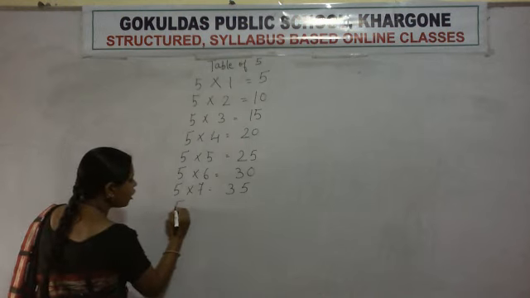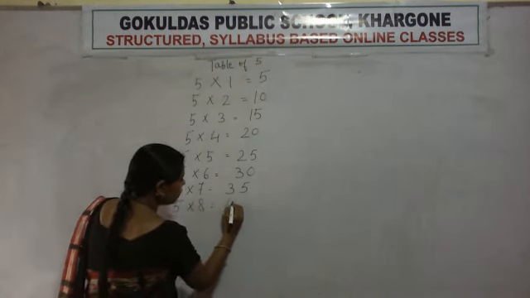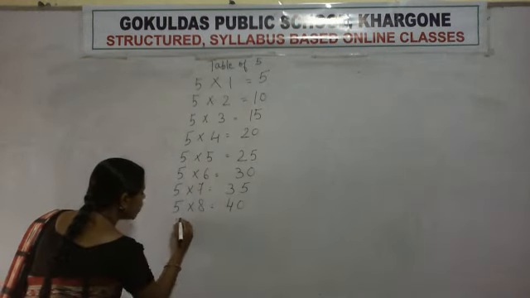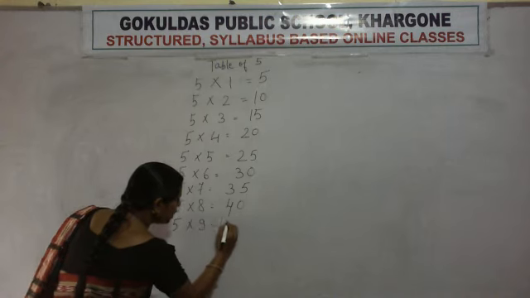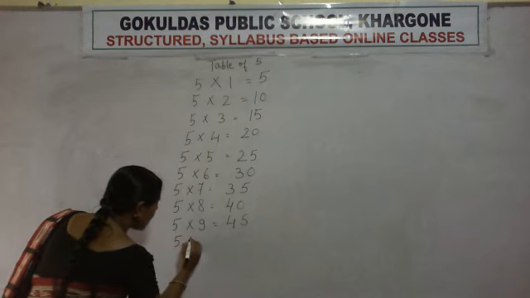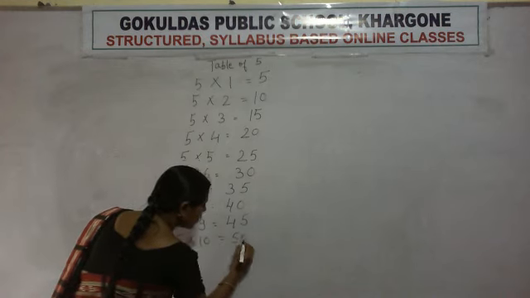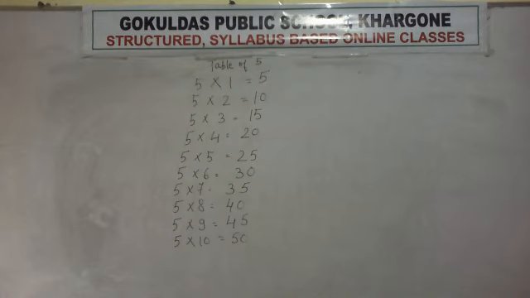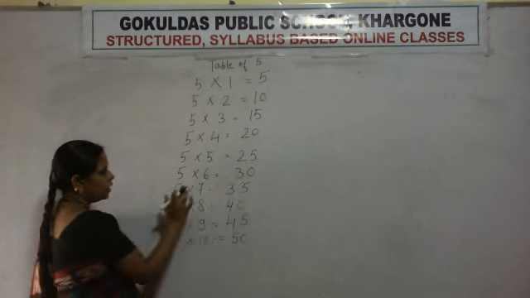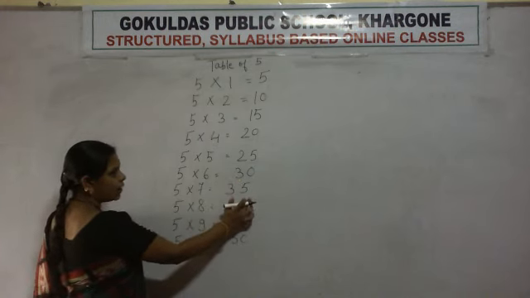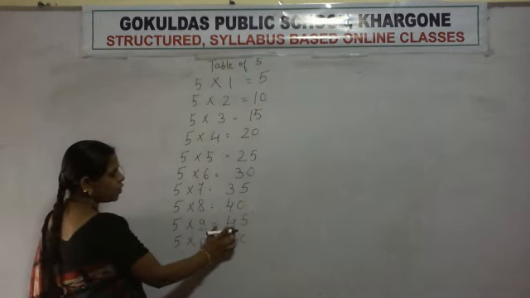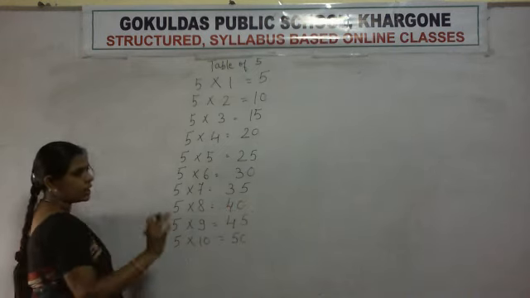5 eights are 40. 5 eights are 40. 5 nines are 45. 5 nines are 45. And 5 tens are 50. 5 tens are 50. 5 sixes are 30. 5 sevens are 35. 5 eights are 40. 5 nines are 45 and 5 tens are 50.